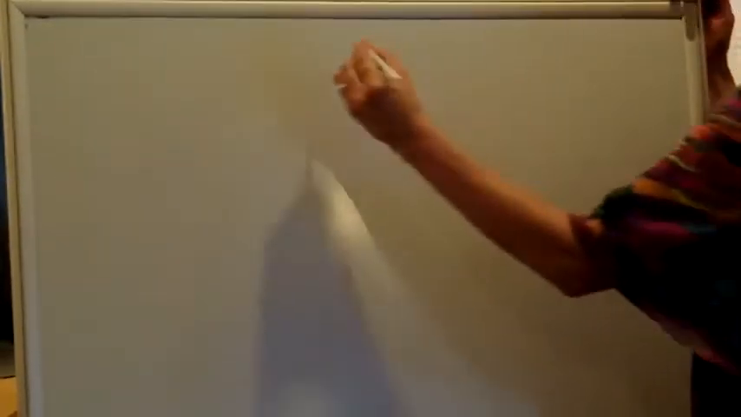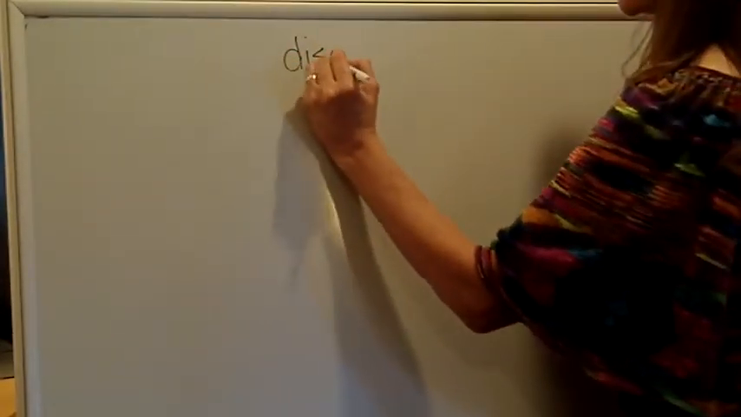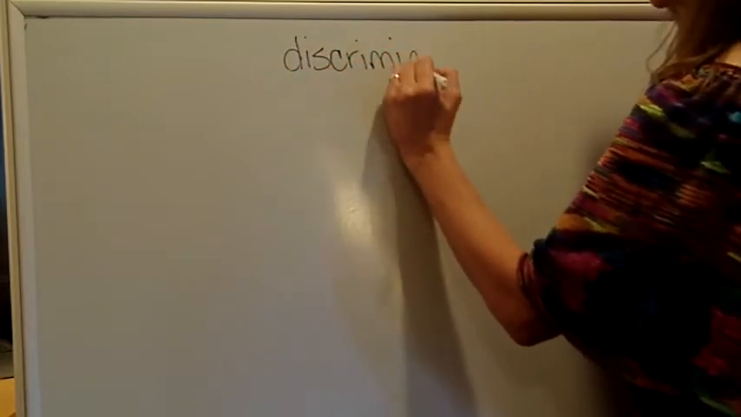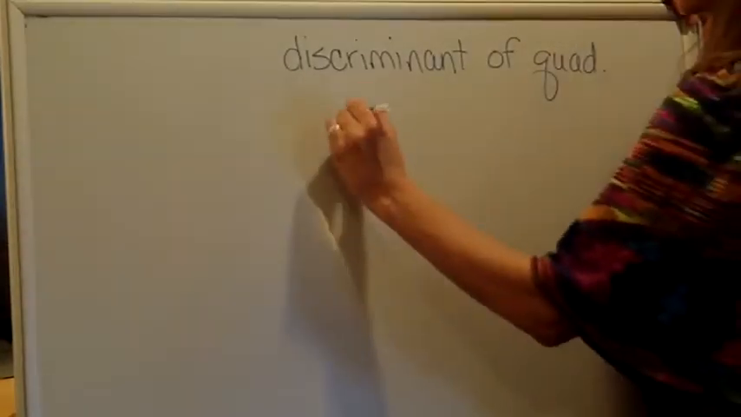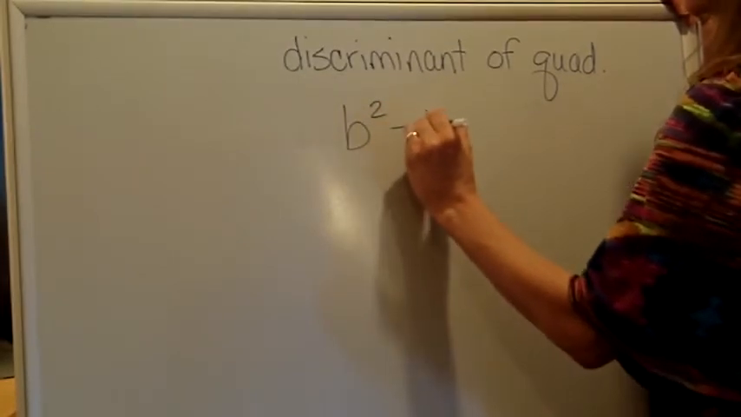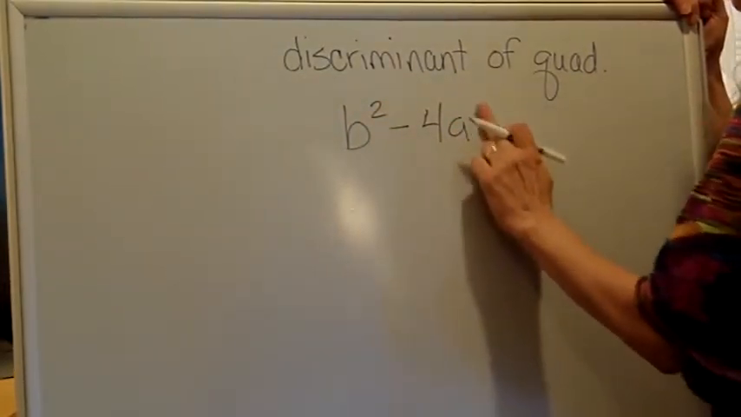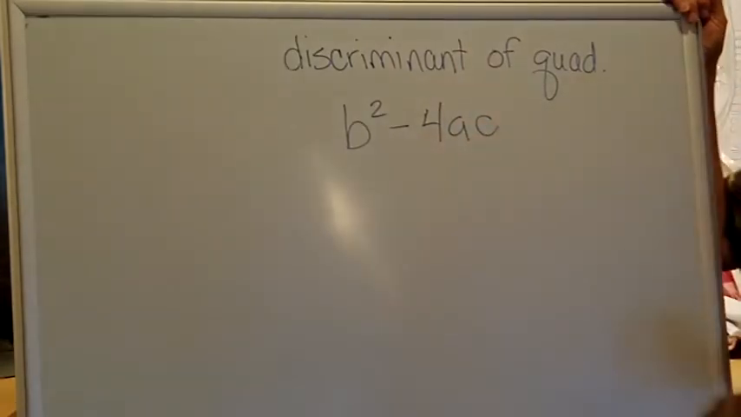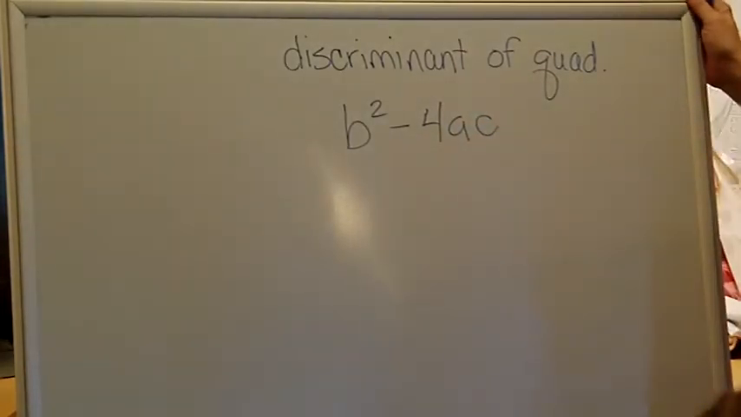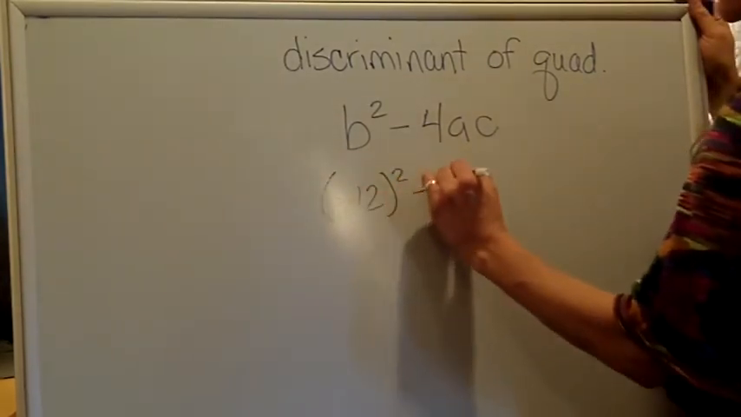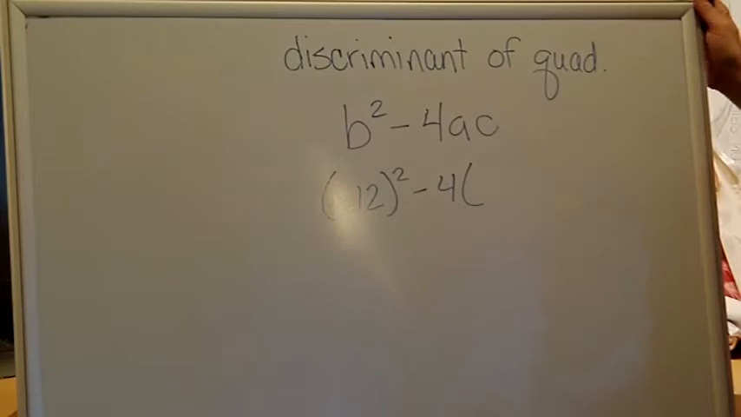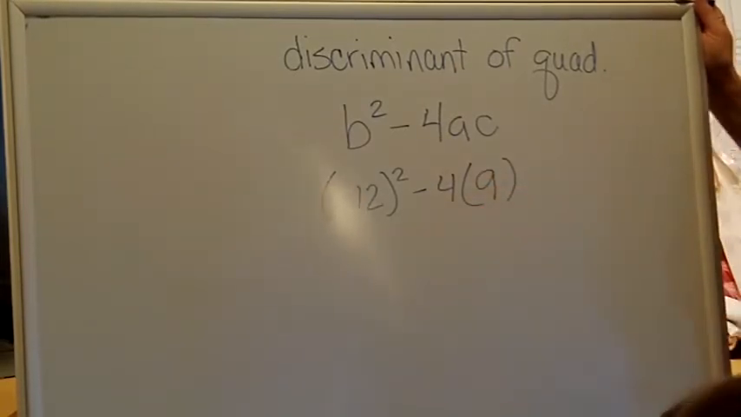The thing you're going to do on this one is find the discriminant of the quadratic. I'm going to abbreviate. It's just the number that goes under the radical: B squared minus 4 times A times C. So if you'll look, your B is negative 12. Your A is 9. And your C is 18.